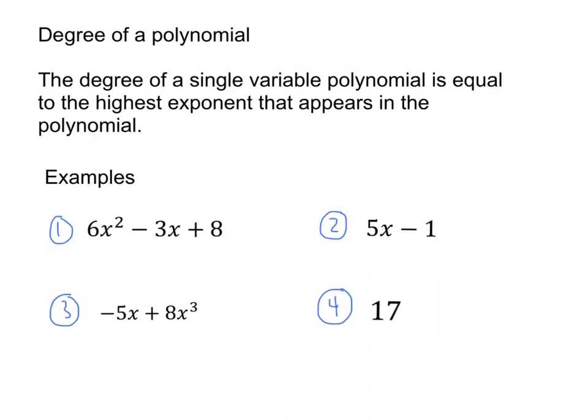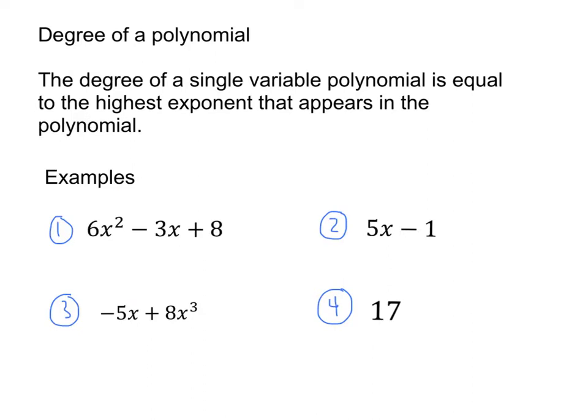Okay. All right. Something else that you'll hear us teachers talk about is the degree of a polynomial. So you need to be familiar with that, right? Here's what the degree of a polynomial is. The degree of a single variable polynomial is equal to the highest exponent that appears in the polynomial. All right. Go ahead and pause and write that down. All right, this is a pretty simple idea.